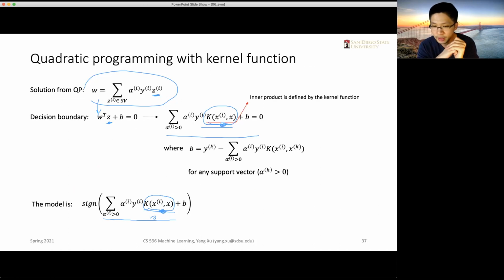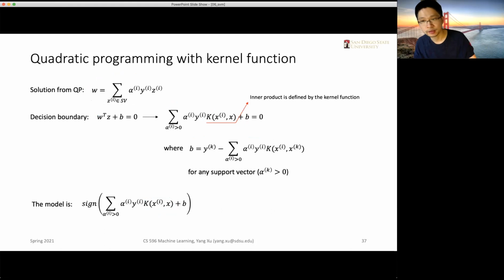And if it's positive 1, then we say the prediction is positive 1. If it's negative 1, then we say it's negative 1. Yeah, that's a very straightforward prediction that can be made. Okay, so that is basically how kernel methods can be used to deal with the non-linearly separable problem.